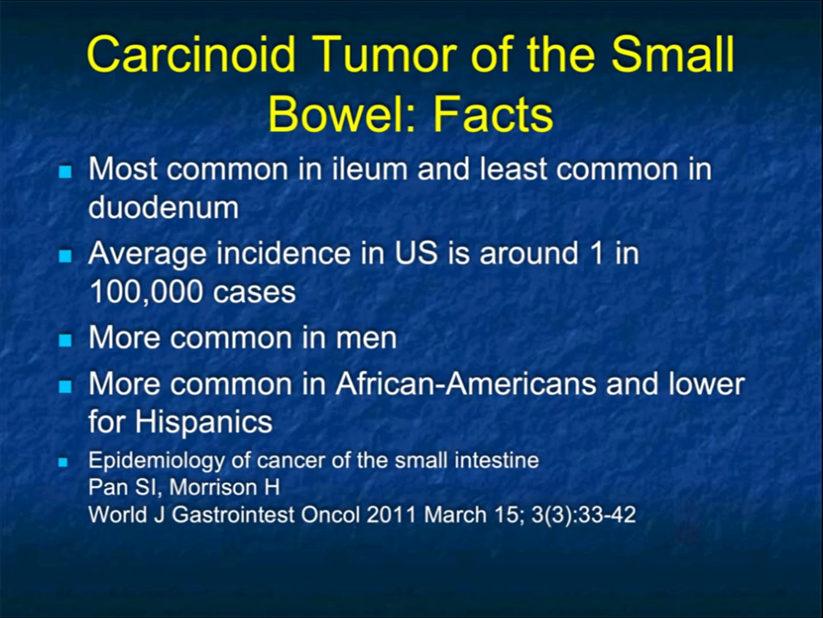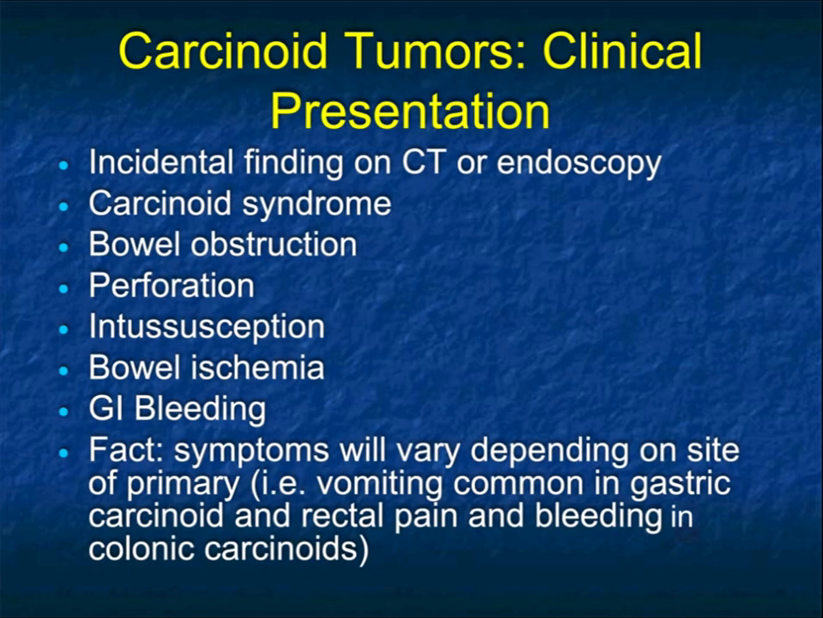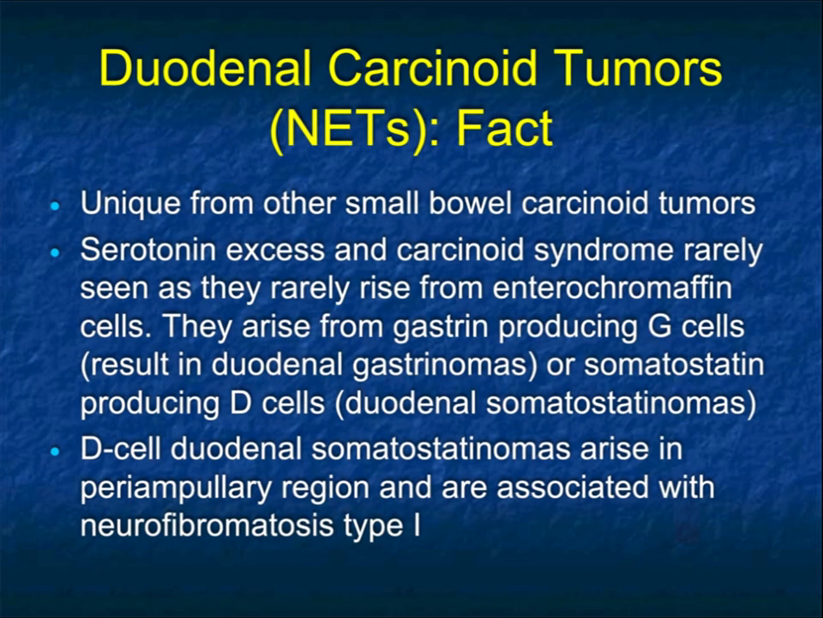It's more common in men, more common in African Americans, and lower for Hispanics. It can be an incidental finding on CT or endoscopy, or patients can present with carcinoid syndrome, which means they have liver mets already. It can present with bowel obstruction, perforation, intussusception, ischemia, GI bleeding. Obviously, there are many different ways carcinoid tumors can present.